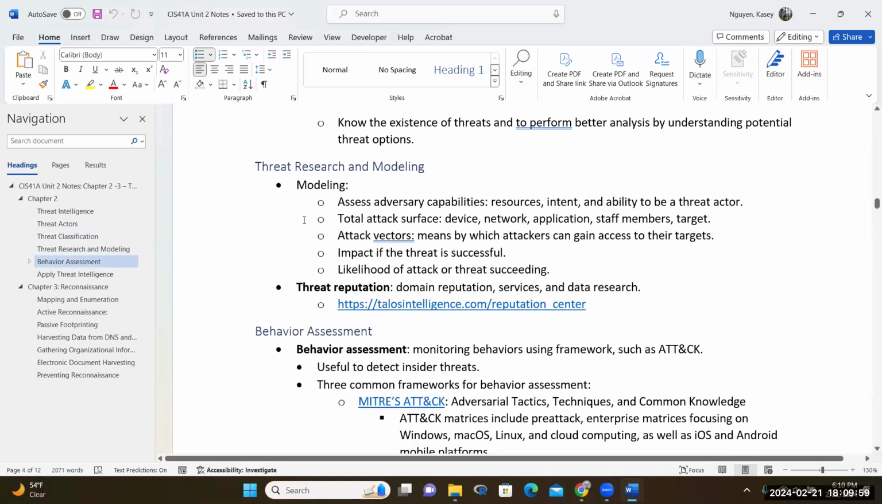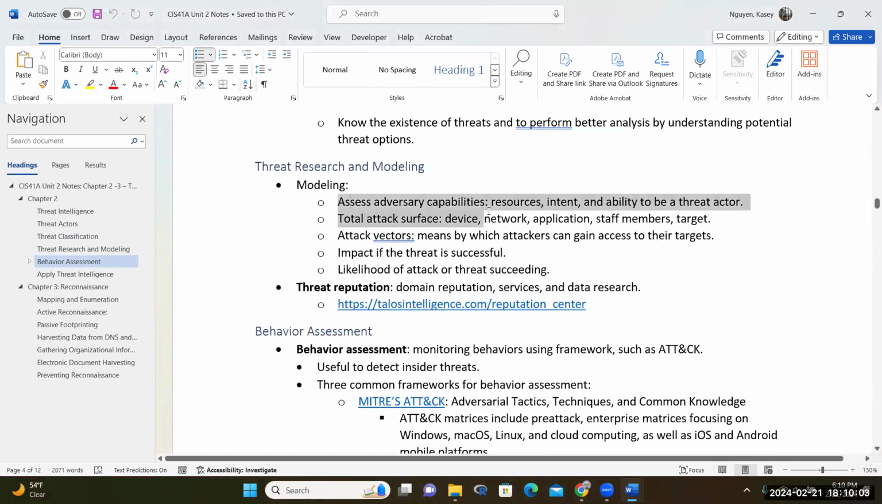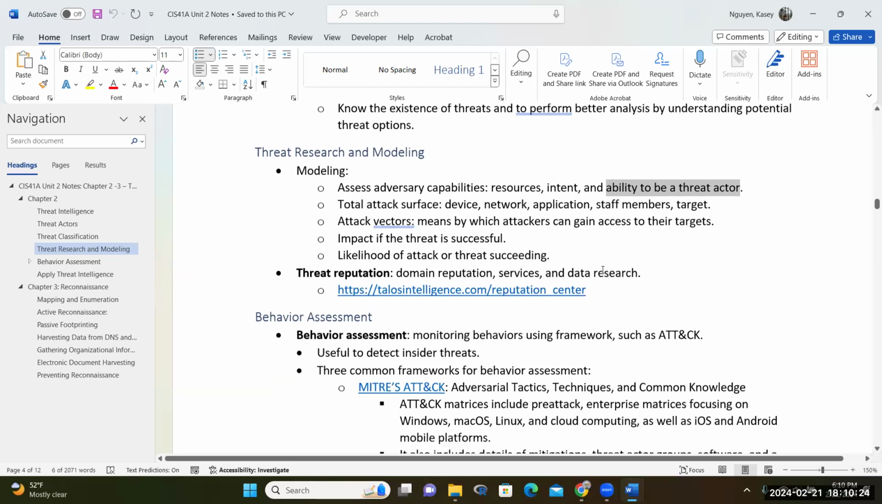So here it talks about modeling. We touched on this. But when you assess the capability, you look at the resources, the intent, and the ability of the threat actor. Their skill sets, knowledge, the capability. And it doesn't necessarily have to be a logical threat. It could be a physical threat. Right? Like someone bombing a building.